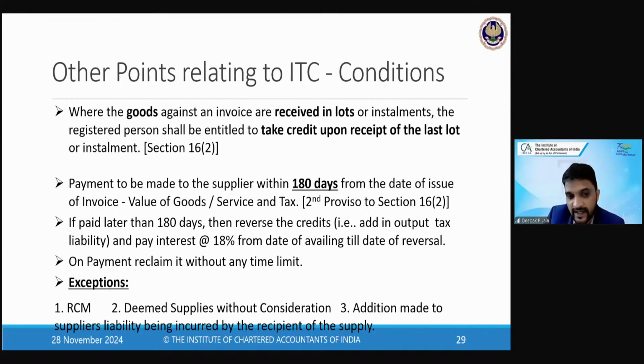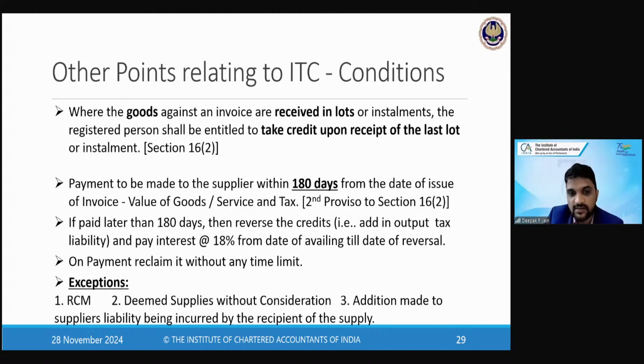For that, there are three exceptions: reverse charge mechanism, deemed supply without consideration, and addition which is made to the supplier's liability, which is incurred by the recipient. In reverse charge, you are only claiming the credit, so in reverse charge cases this will not apply. Second, in case of deemed supplies without consideration, there is no consideration involved, so this will not apply. And for addition made to the supplier's liability being incurred by the recipient, which you have already paid, this will also not apply.